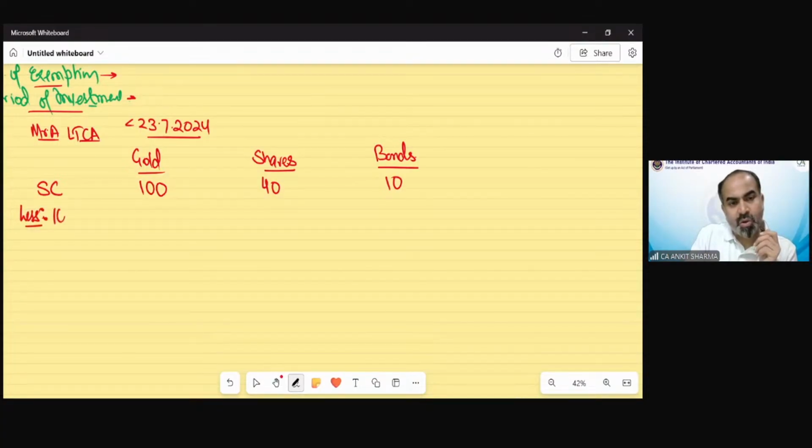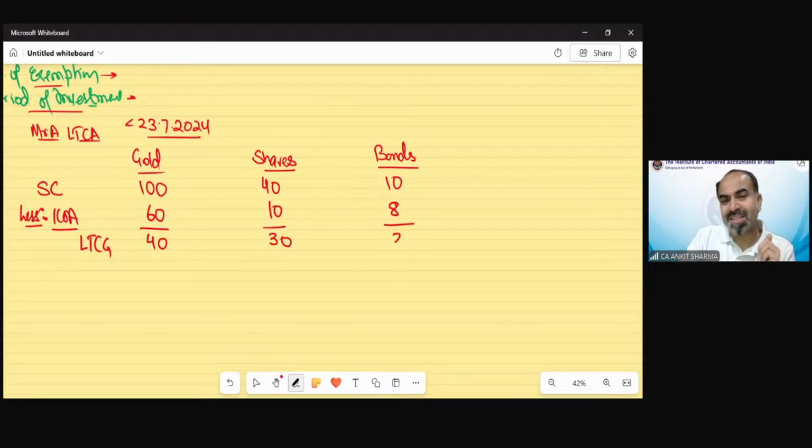The indexed cost of acquisition, suppose in this case it's 60 lakh, in this case it's 10 lakh, and in this case it's 8 lakh. In case of bonds, we do not do the indexation, so suppose this is without indexation. Now our resultant long-term capital gain is 40 lakh in this case, 30 lakh in this case, and 2 lakh in this case.